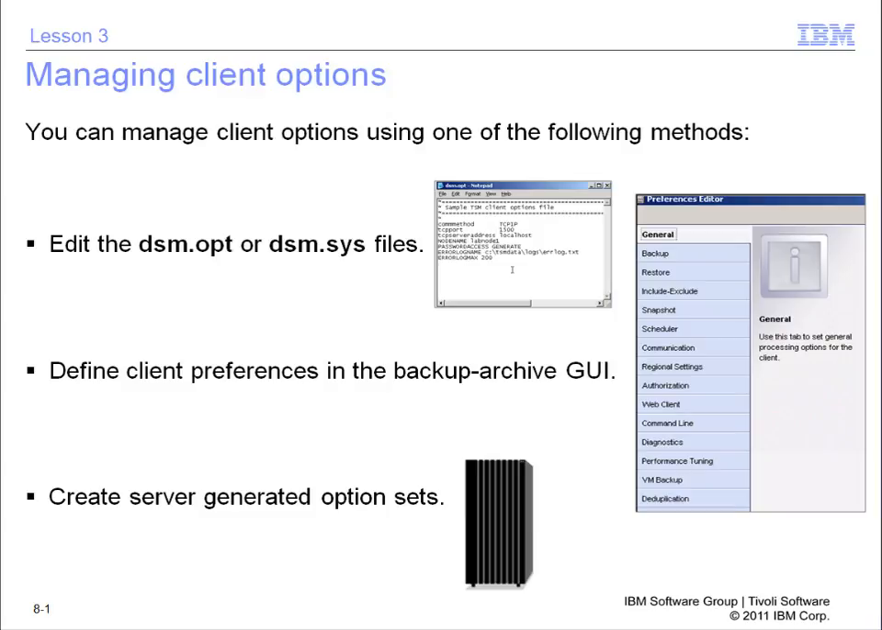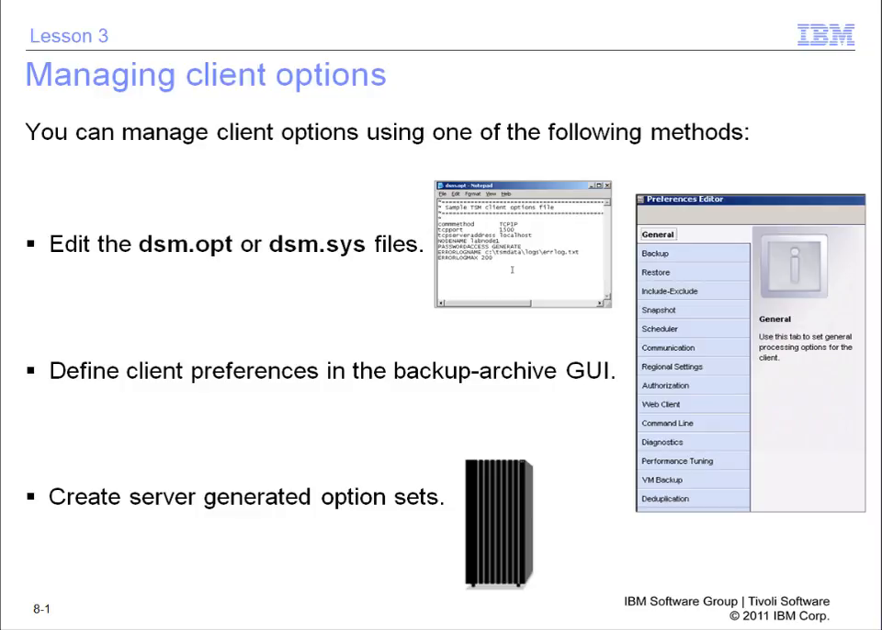Lesson 3, Managing Client Options. Client options are kept in the dsm.opt file. With Linux and Unix, there's also a dsm.sys file for system-wide options for your backup archive client.